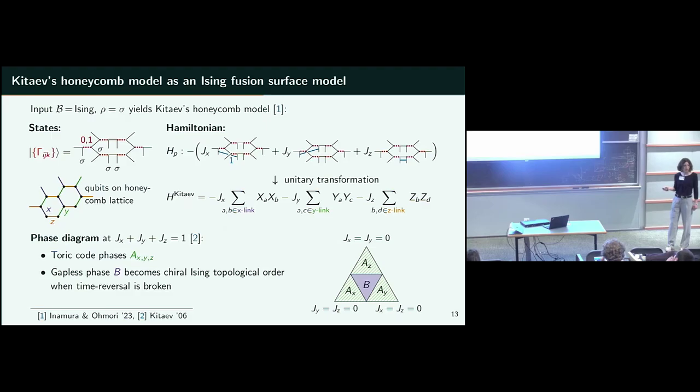If you use the braiding, how can the Hamiltonian be Hermitian automatically? I think this is guaranteed by Inamura and Ohmori's construction, but it's not obvious. You do have to do some kind of computation to show this. So it is Hermitian, yeah. Okay.